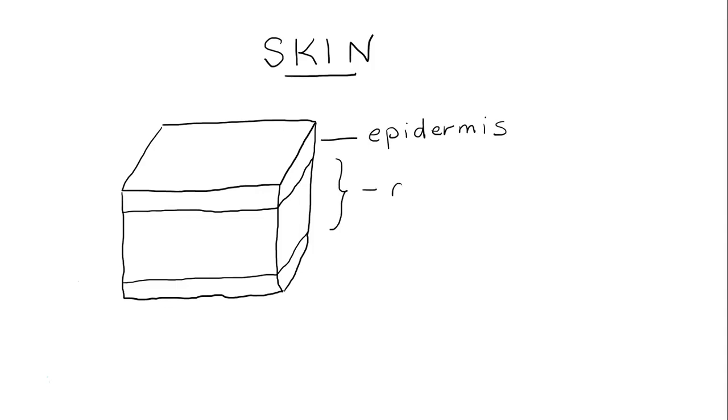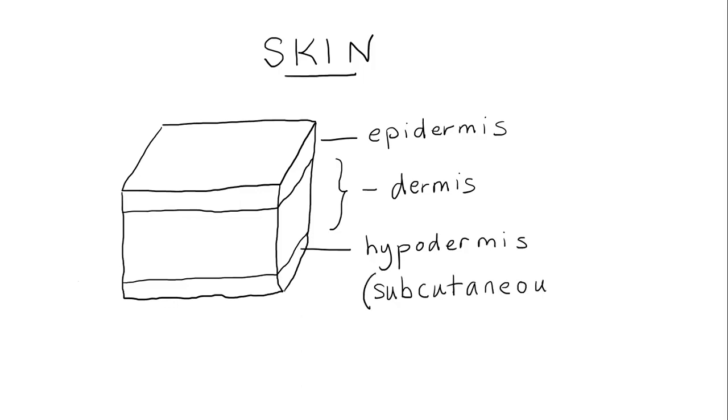And the middle layer, which is the largest layer and has the most different features, is the dermis. And then you have the hypodermis, which is not really a layer of skin. It's really a layer under the skin. And so sometimes you see textbooks just talk about the epidermis and the dermis. But I think the subcutaneous layer is pretty important to talk about, so we will talk about it in this lecture.